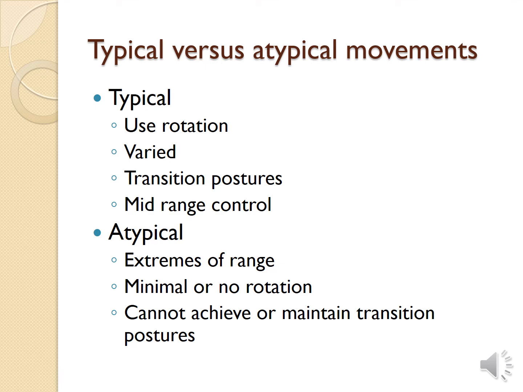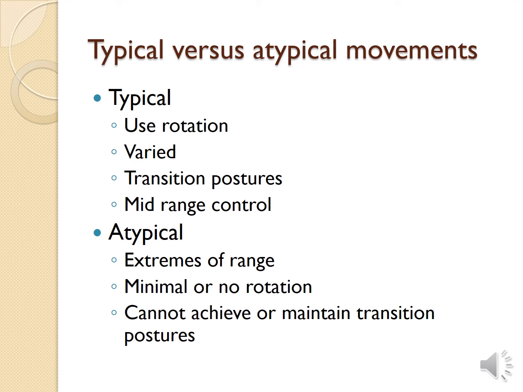So when you see somebody move and it looks typical or normal, you're going to notice that they move in the mid-range, that they use lots and lots of different patterns, they use lots of rotation. Atypical movements use extremes of range with no rotation or not much, and they can't achieve or maintain transition postures. What are transition postures? Those are postures that move us from one element to the next.